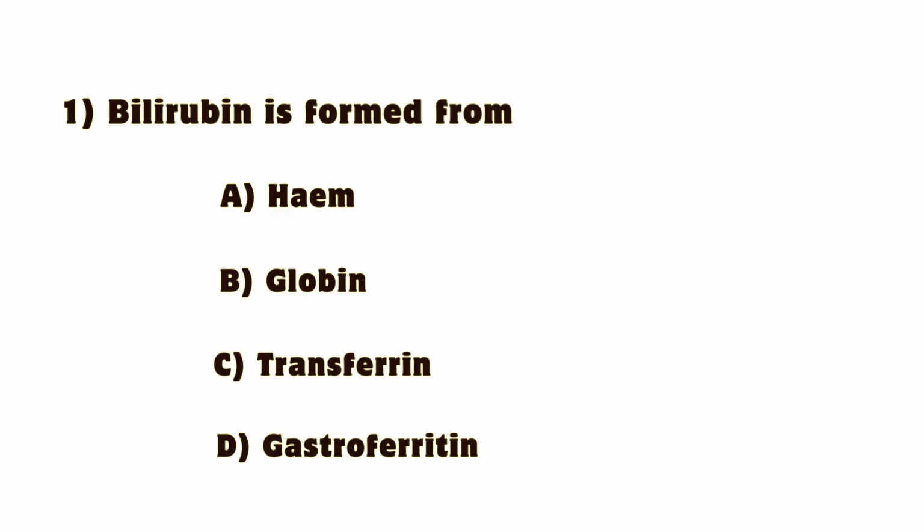First question is, bilirubin is formed from. Options are option A, heme, option B, globin, option C, transferrin, option D, gastroferritin. This question, the right answer is option A, heme.